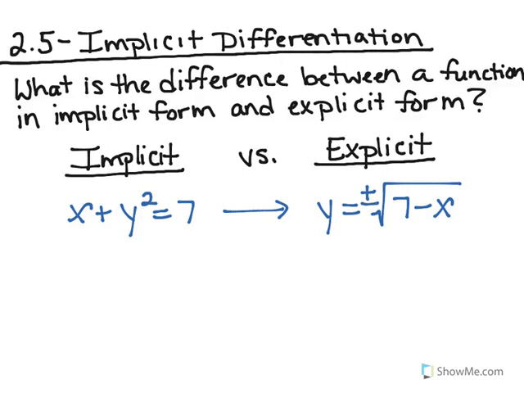Another example would be if the function was xy is equal to 3. How would I write that so it says y equals? And that one's a little bit easier. All you have to do is divide both sides by x to get rid of the fact that you have xy, and you get 3 over x. That would be the explicit form of that function. The question is, can all functions be written in explicit form?